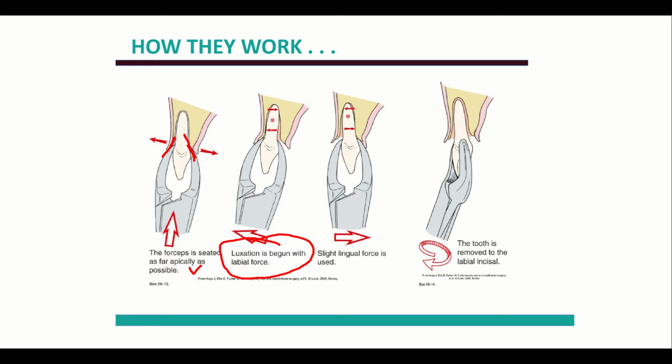Luxation is a fancy term for loosening the tooth in the socket. To luxate the tooth is to rock it back and forth and get it loose. And then we're going to use a slight lingual force in this particular case. We're going to rock back and forth until it's fairly loose. And then we're going to pull and typically twist at the same time we're pulling. So again, that's going to help break those periodontal ligaments that are holding the tooth in the socket.